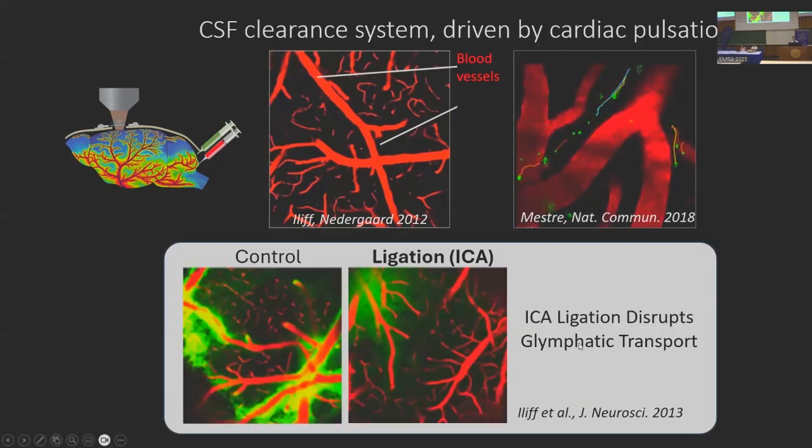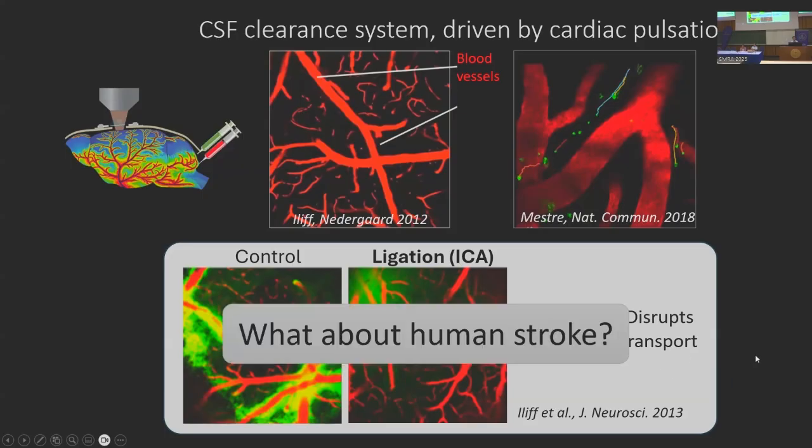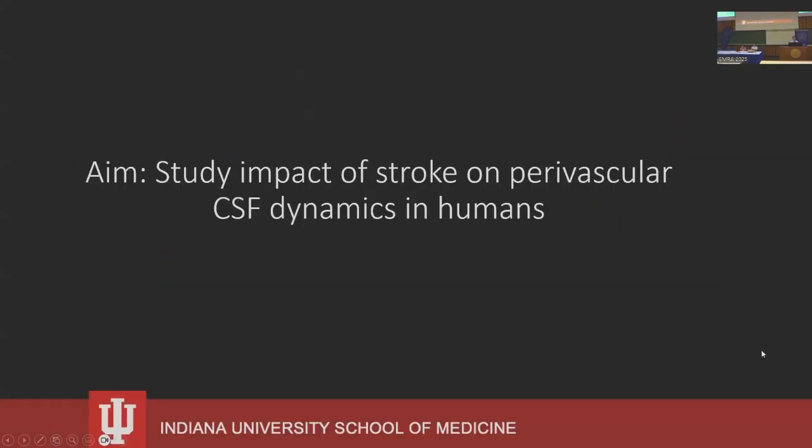In another animal study, people found that occlusion of the internal carotid artery, I think in the rat model, actually makes the CSF transportation also blocked. So how about in human stroke? The aim of this study is to investigate the impact of stroke on perivascular CSF dynamics in humans.